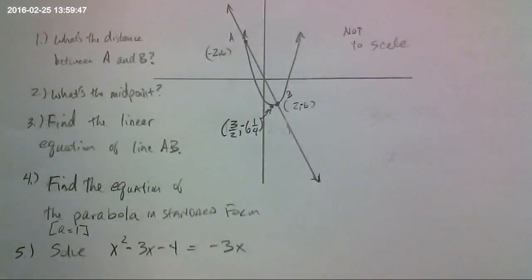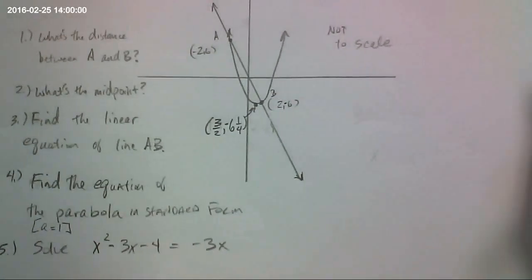First thing, the distance between A, B. How'd you guys do that? Drew a right triangle? What'd you do? I'm going to do some scratch work over here, okay?